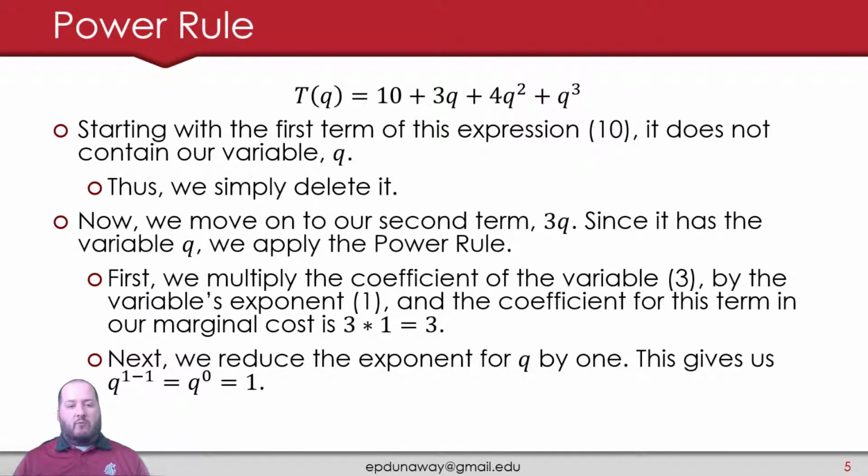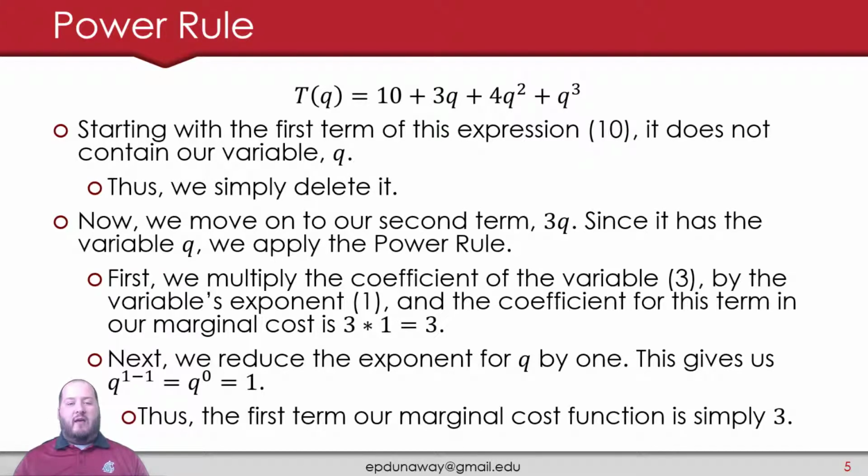And anything raised to the 0th power is equal to 1. So q to the 0th power is equal to 1. And what that means is that the first term in our marginal cost function is simply going to be 3. So we combine our two results together, and we get our individual terms.